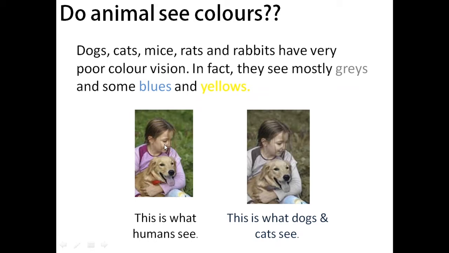This image is what we see. This image is what dogs and cats see. They see blue color. See, they can see blue color. Then some yellow color they can see. Other than that they can see a gray color. Okay, so many differences are there.